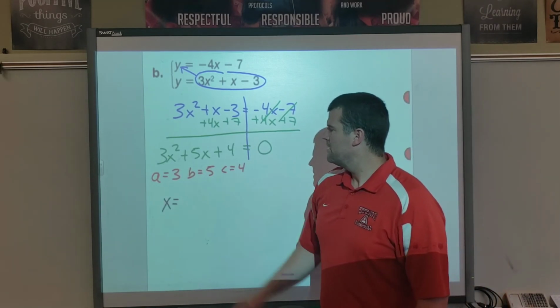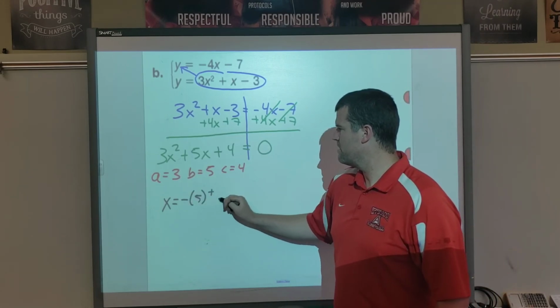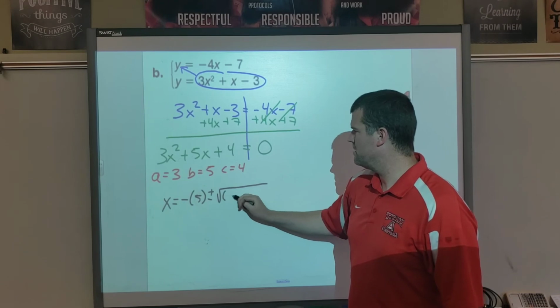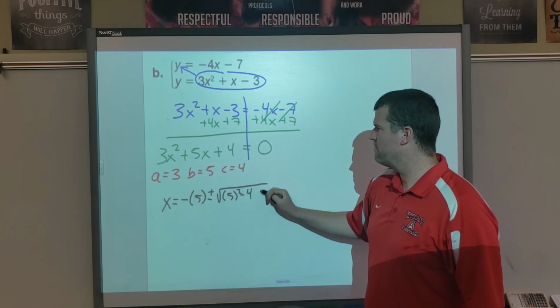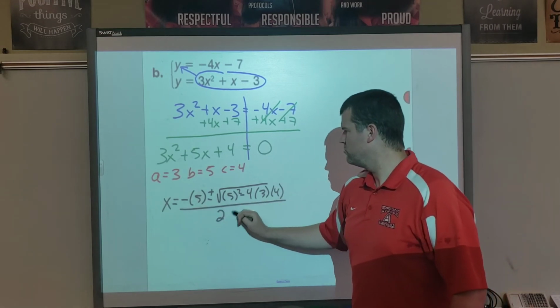Bless you, Calvin. x equals negative b plus or minus the square root of b squared minus 4ac all over 2a.